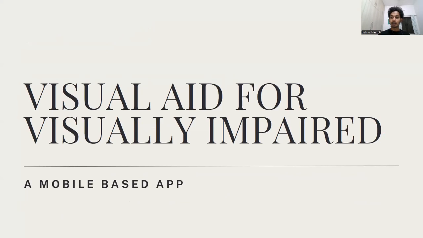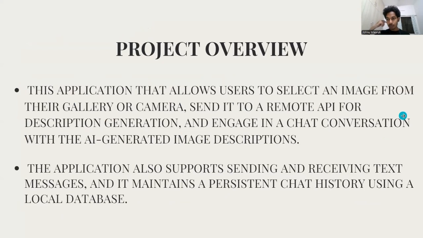So our project's name is Visual Aid for the Visually Impaired, and it is a mobile-based app. Coming to the overview of our project, our goal is to make an application that allows the user to select an image from their phone, through the gallery or through the camera, and send it to a remote API for description generation. And the user is able to further ask questions about the description that has been generated.